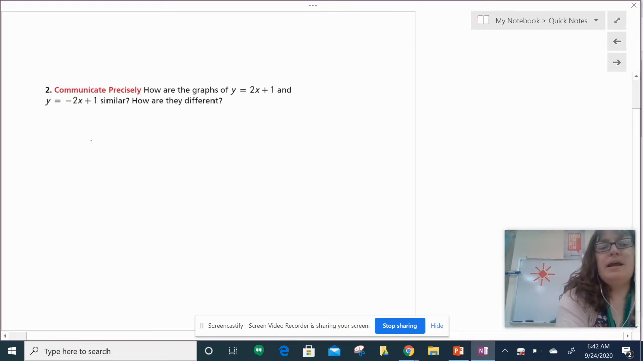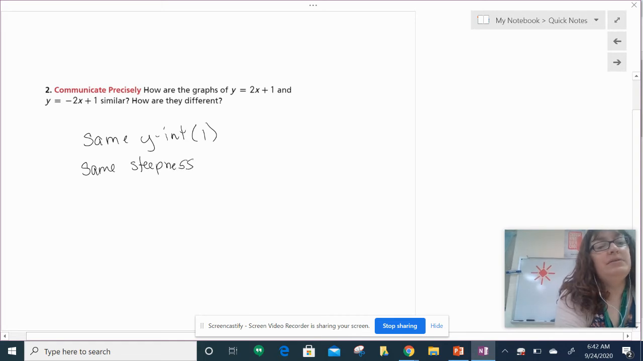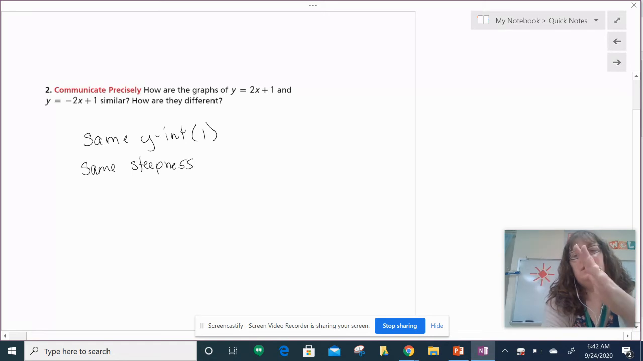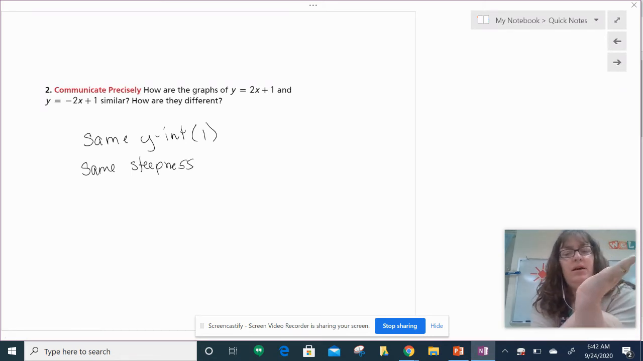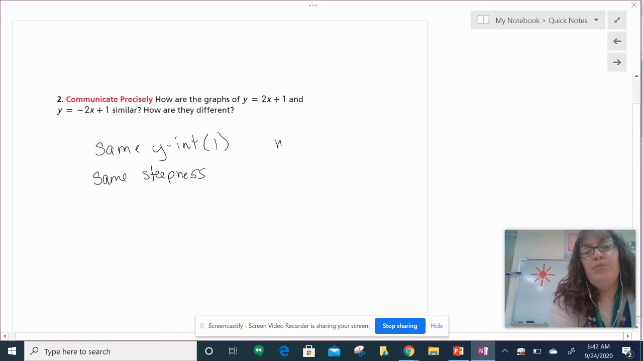I hope you recognize that they both have the same y-intercept, which is 1. I think that you could also say they have the same steepness. They don't have the same slope, but they have the same steepness. One just goes in the positive direction and one goes in the negative direction. So how are they different? They move in different directions.